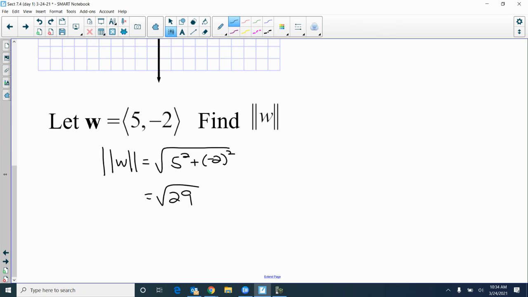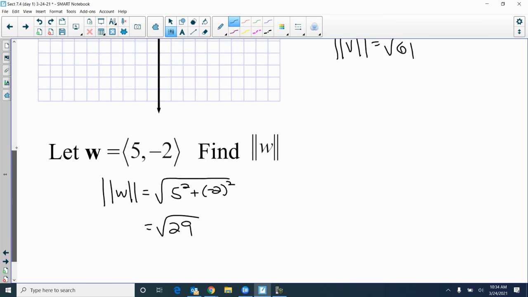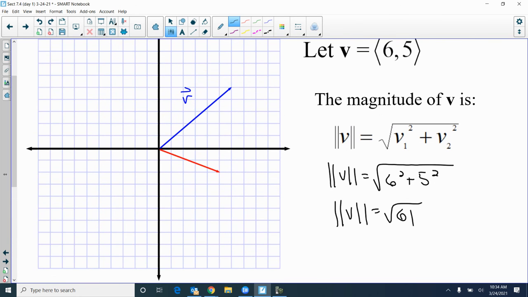Okay, now not every vector starts at 0, 0. But we want that to happen, because that's nice. Because then to find the magnitude, all you have to do is take 6 squared plus 5 squared, take the square root of it. But if you have a vector over here, then it just gets a little bit messier. So what we want to do is take any vector and make it a position vector. We want to slide it over.